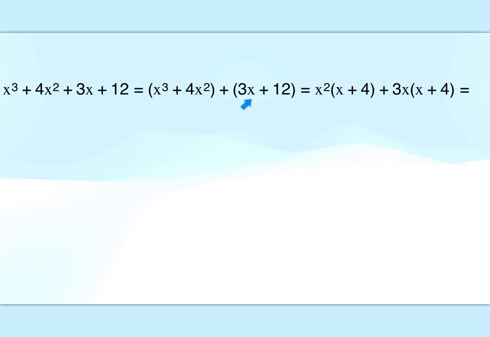So after you've grouped them, and there is a logic to how you want to group. I want to group them in such a way that I look at two of the numbers, I go, oh, they're going to have a factor. They have something in common. Because if I look at the 3x and the 12, I can factor those two, because I can factor a 3 out of the 3x and a 3 out of the 12.